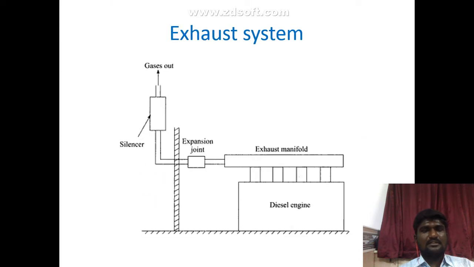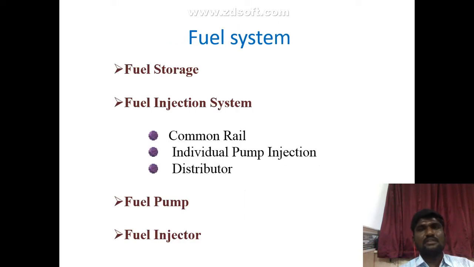Next we have the exhaust system. The exhaust system has an exhaust manifold and expansion joint, through which the gases are let out of the cylinder. The gases are passed through the silencer to remove the noise, right? Next one is called the fuel system.